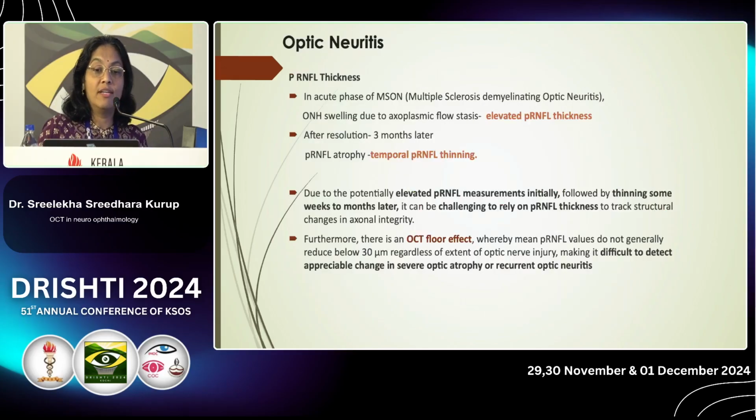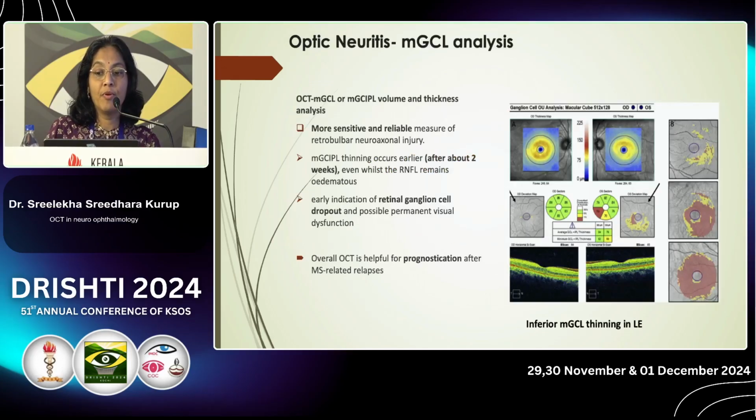In optic neuritis, in the acute stage, there is elevation, that is, an increase in the RNFL thickness, followed by temporal RNFL thinning around 2 to 3 months later. However, there is an OCT floor effect, and the general mean thickness does not fall below 30 micrometers in spite of severe optic atrophy.